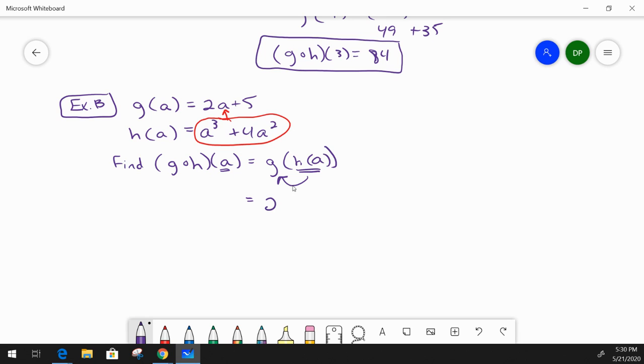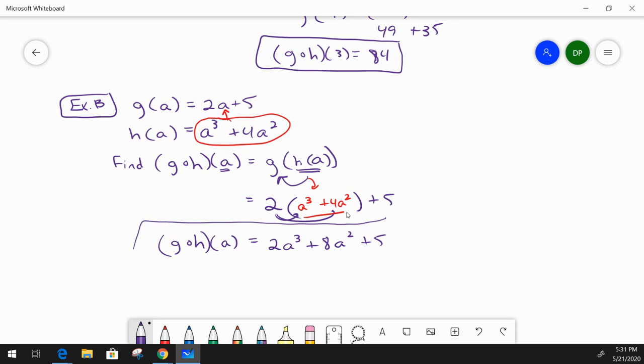So the g of a function has a 2 times a plus 5. So if we substitute that h of a function, which is a to the third plus 4a squared, in the place of a, then simplify. Now you do need to simplify these for your homework. Distribute the 2 only to what's inside of the parentheses. So 2a to the third plus 8a squared, and then bring down the plus 5. And then label this your new function g of h of a.